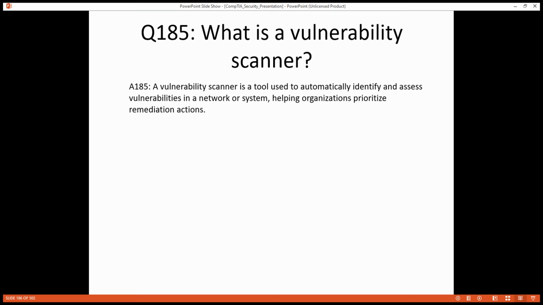Q185. What is a vulnerability scanner? A185. A vulnerability scanner is a tool used to automatically identify and assess vulnerabilities in a network or system, helping organizations prioritize remediation actions.